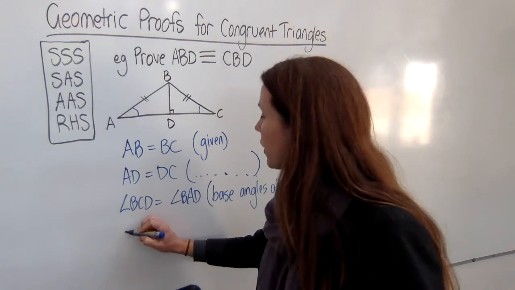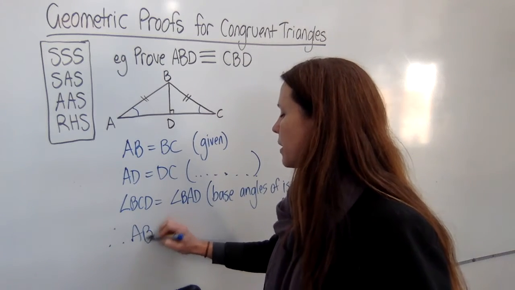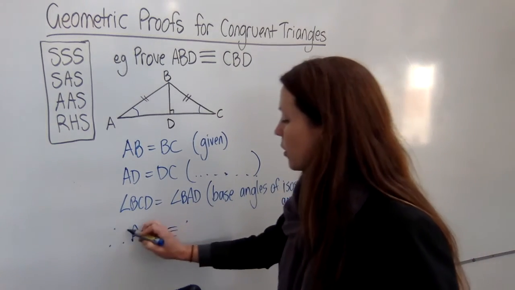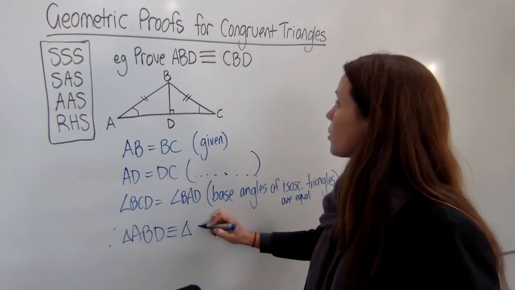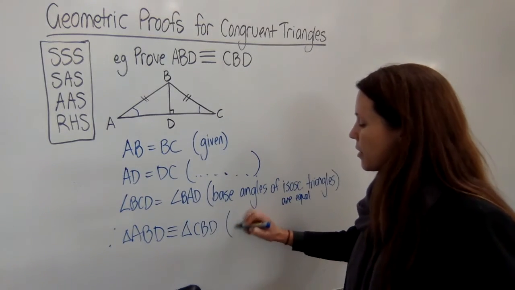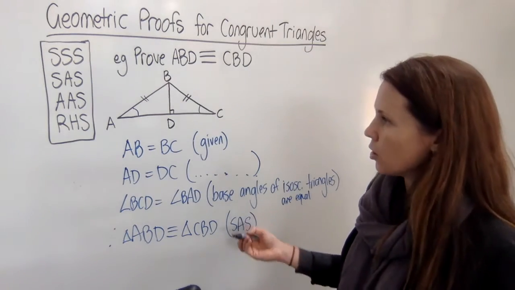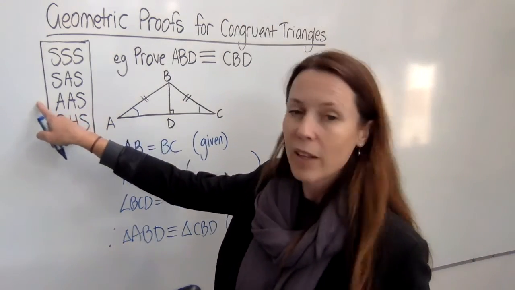So what did I find? Therefore, ABD is congruent to, and you write the triangle. Triangle ABD is congruent to triangle CBD, and the reason I know is side, angle, side, that was my proof that I've used. All right, what would we do if we were doing angle, angle, side with this?